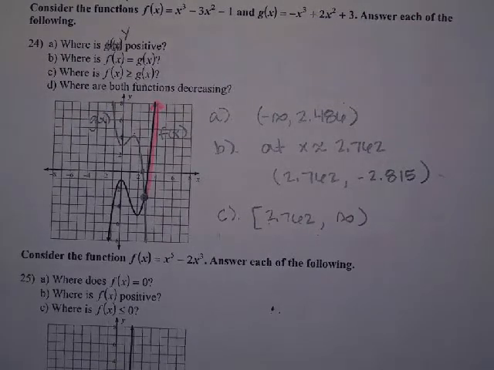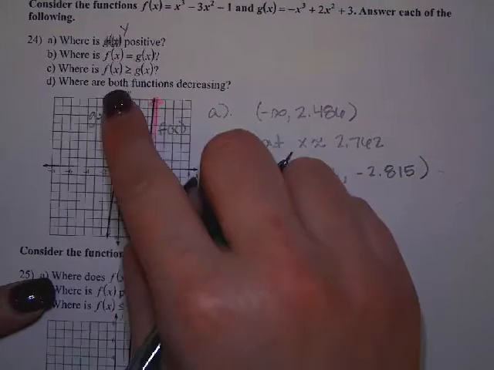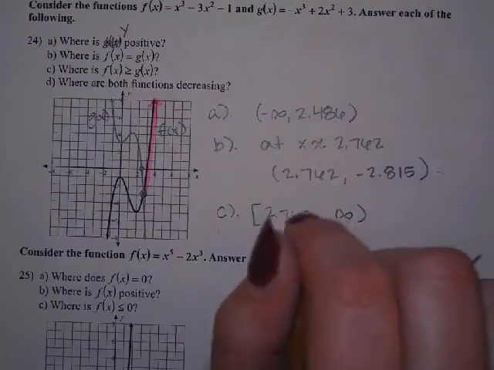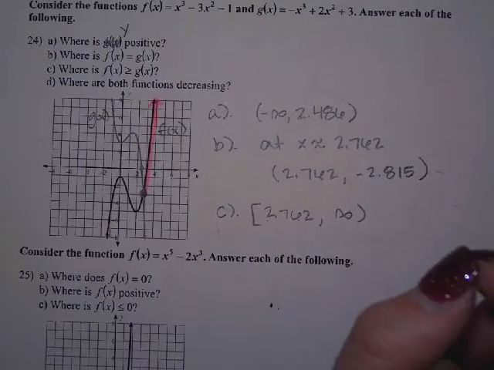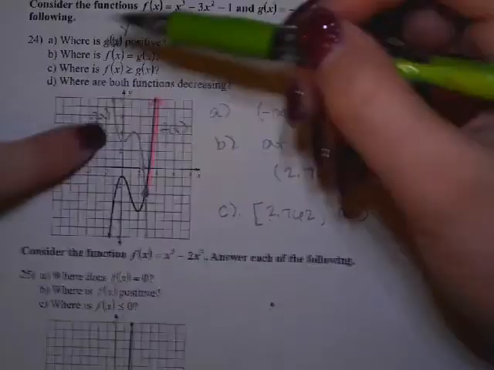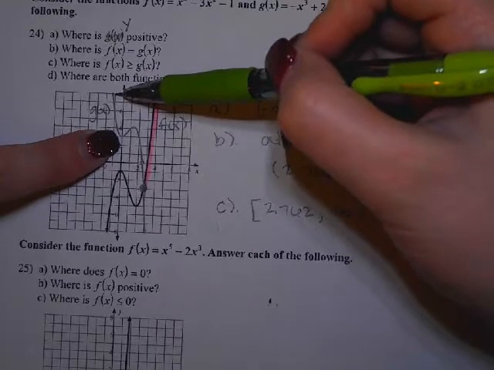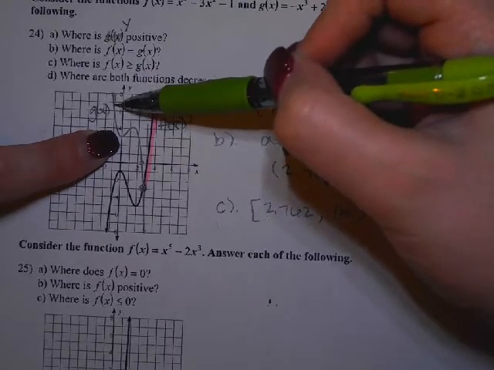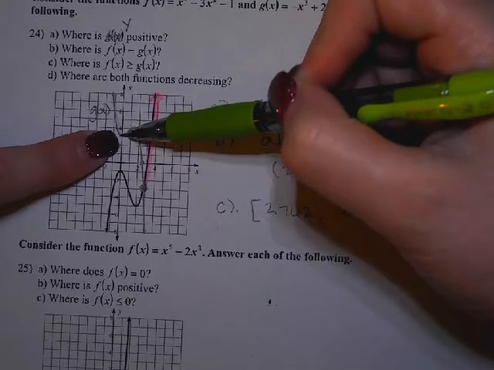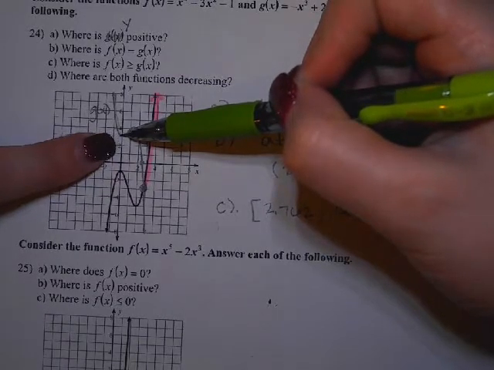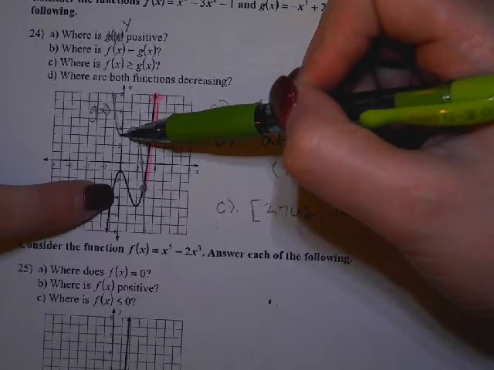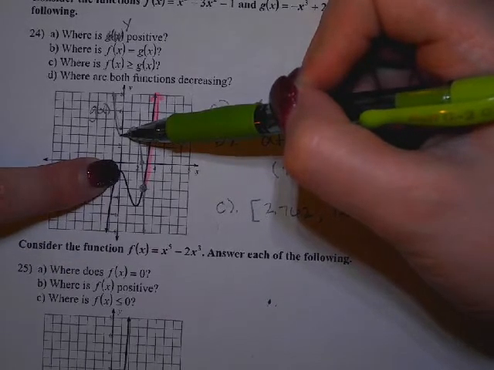Okay. The next question says, where are both functions decreasing? That means where is the stick figure walking downhill at the same time for both? So we've got the stick figure walking downhill on the gray line from negative infinity to 0. What is the stick figure doing during that time on the black line? Going up. It's increasing. Okay, so they are not both decreasing at that point.